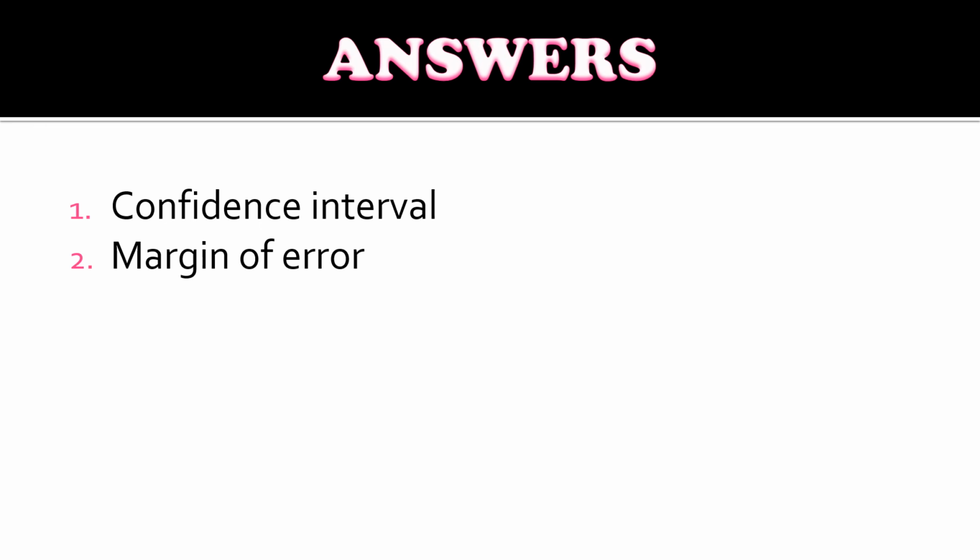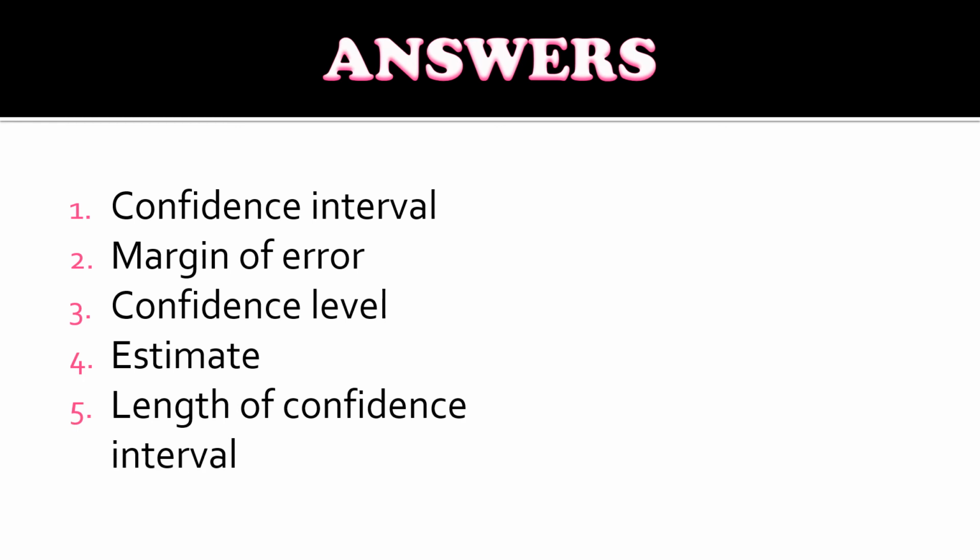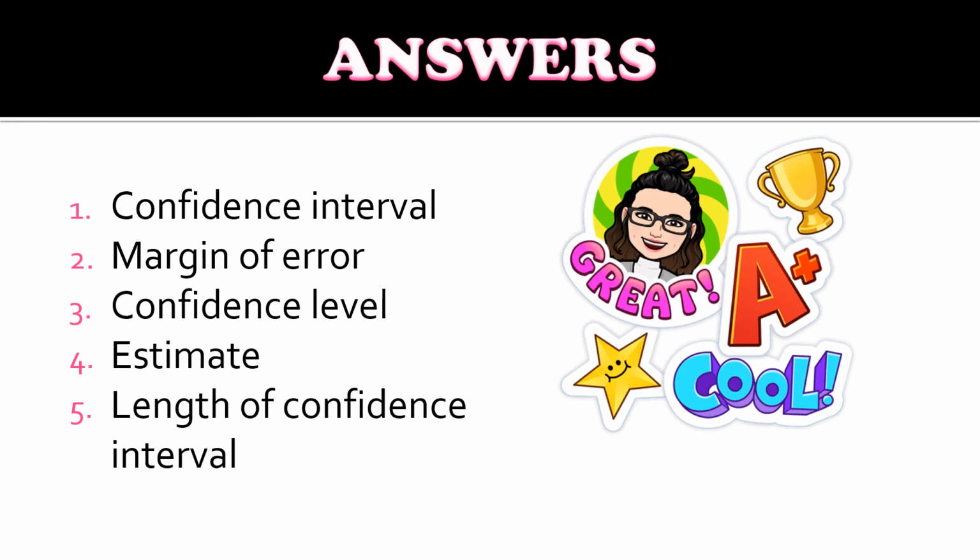Now let us check the answers. For number 1, that is confidence interval. Number 2, it's margin of error. Number 3, confidence level. Number 4, estimate. And number 5 is length of confidence interval. So I hope you got all the correct answers.